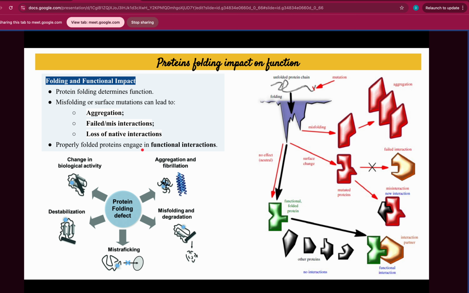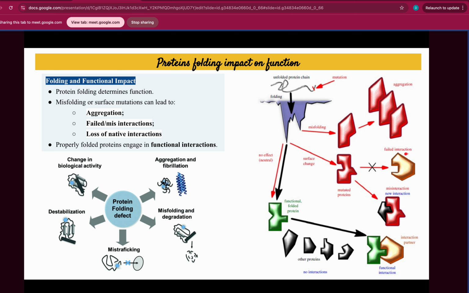So a properly folded protein is involved in the functional interactions. Let's consider this example. We have an unfolded protein chain. If there is a mutation in this chain, then it will also bring about a change in the folding. Now if there is misfolding, then it will lead to aggregation, and our protein function will be lost because the protein is getting aggregated. And if there is a surface change due to this mutation, then the mutated protein will be formed.